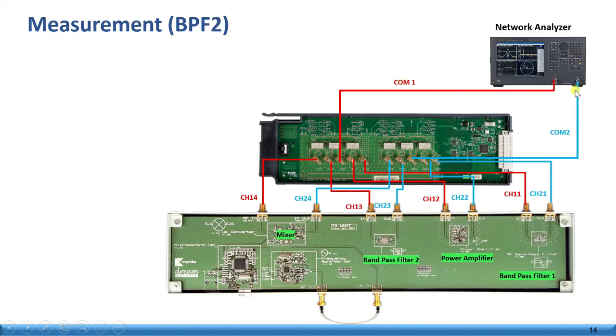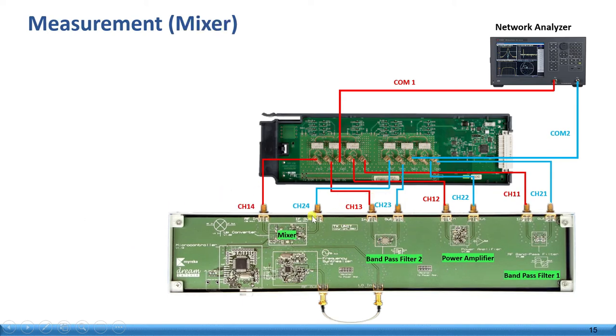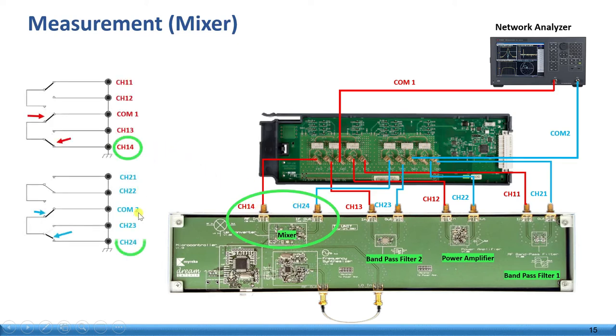So next, we want to measure for bandpass filter 2. It's the same, we just activate channel 3 for both port 1 and port 2. Okay, so we activate for COM 1 channel 3. So you can see the toggle and toggle here, then it's connected to channel 3, same go to COM 2. Okay, we just toggle the switch actually. Next, for the mixer, we will toggle the switch to channel 4 and channel 4. So this is how it looks.